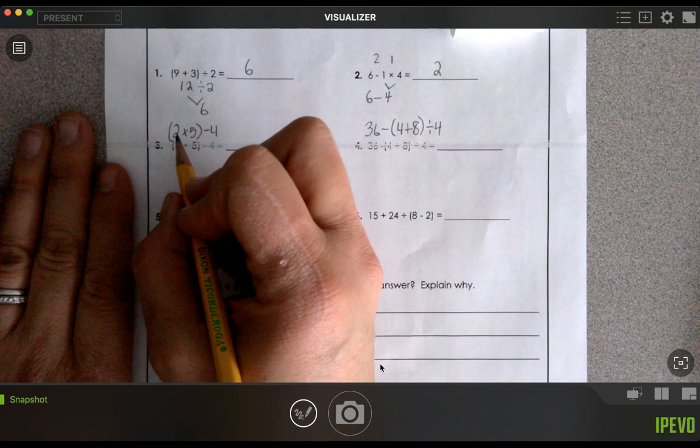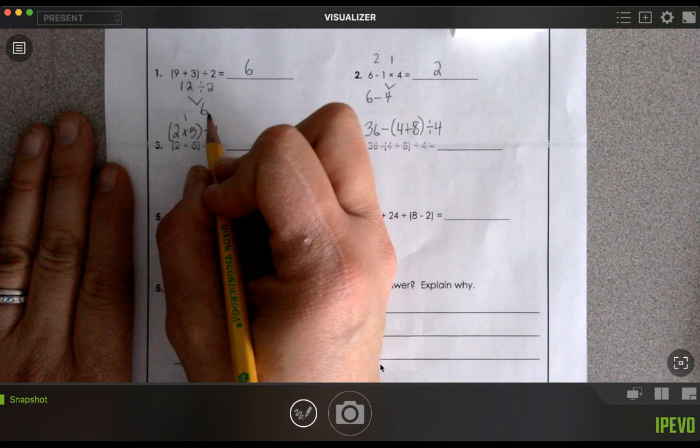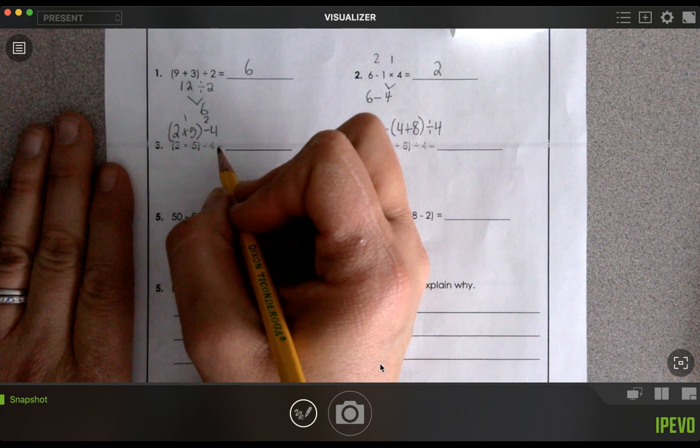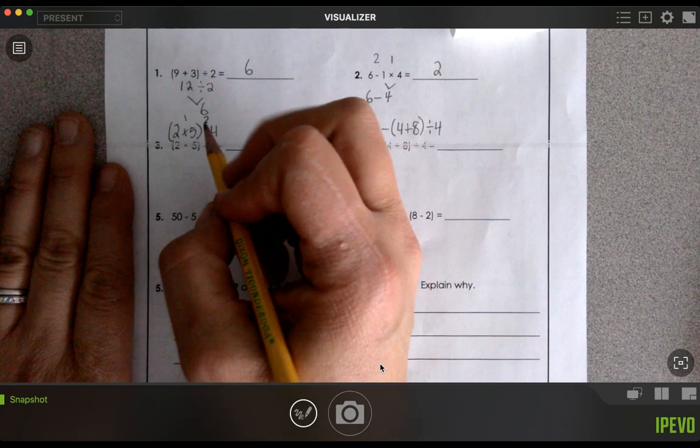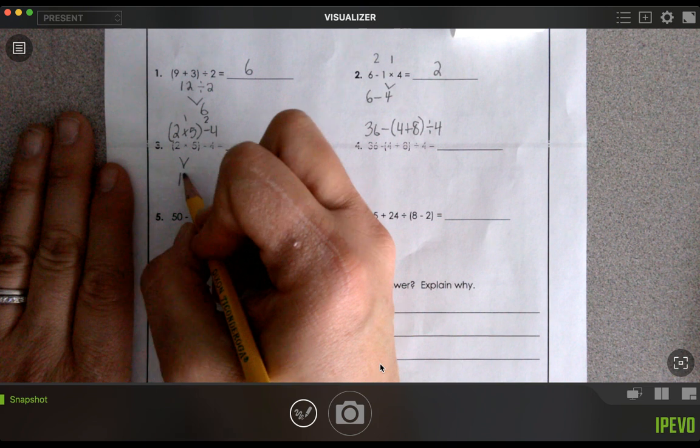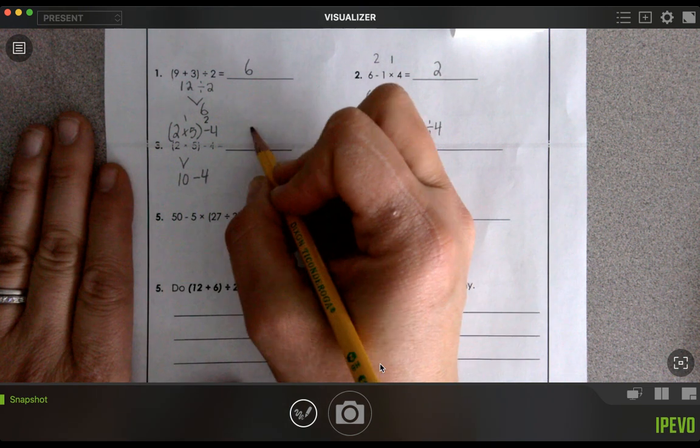And number 3, 2 times 5. We have to multiply before we subtract according to PEMDAS. PEMDAS tells us what to do. 2 times 5 is 10. Minus 4 is 6.